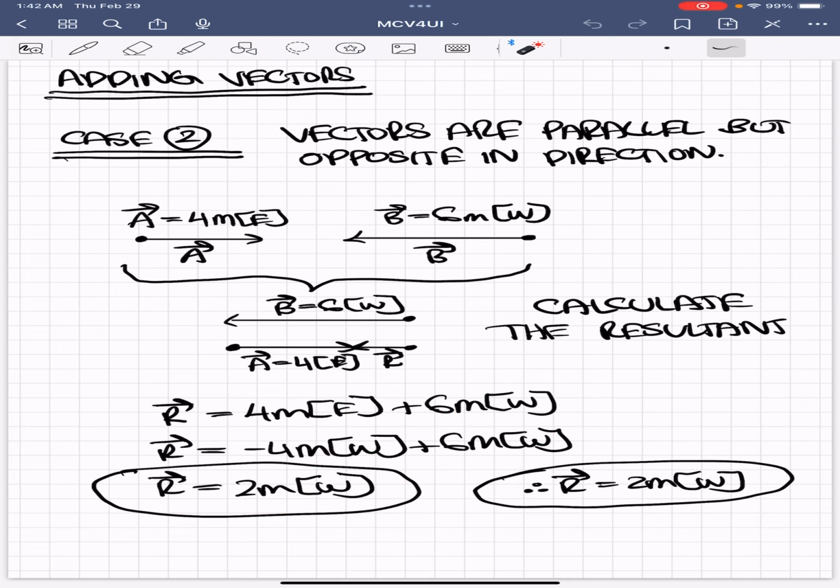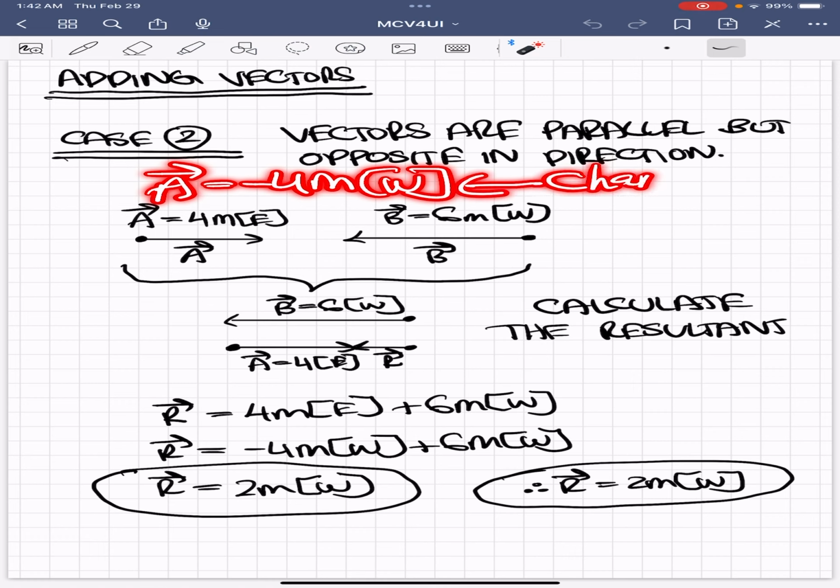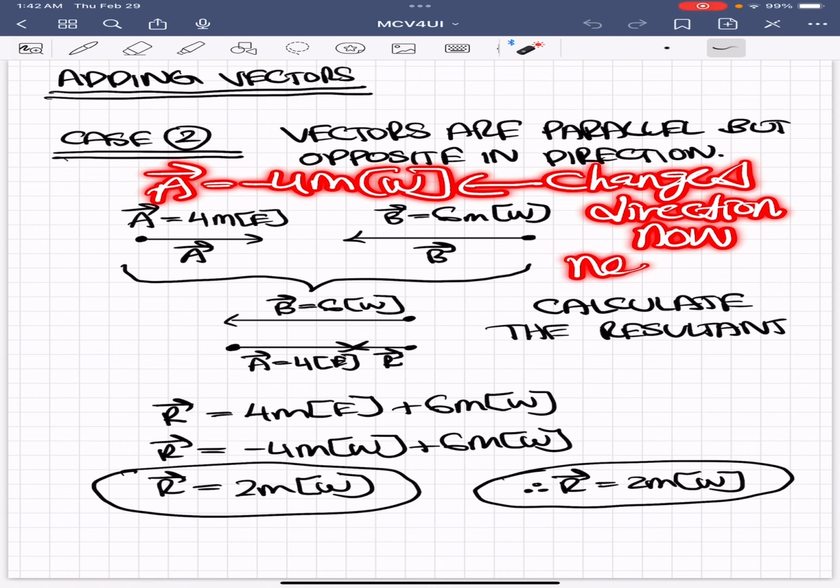Because this is going east, it is now negative 4 meters west. We changed the direction. So it is now negative.